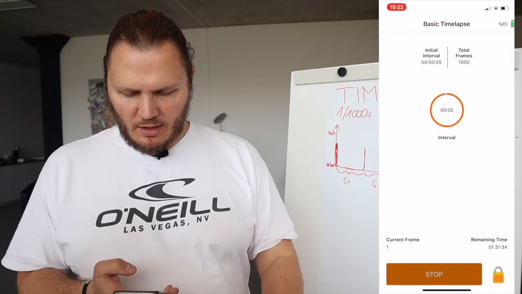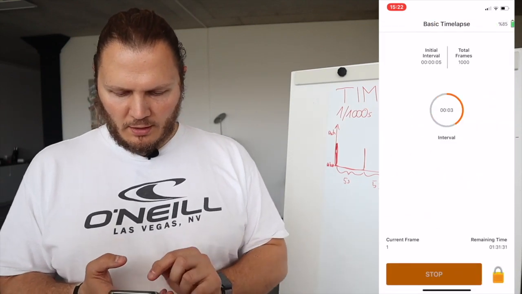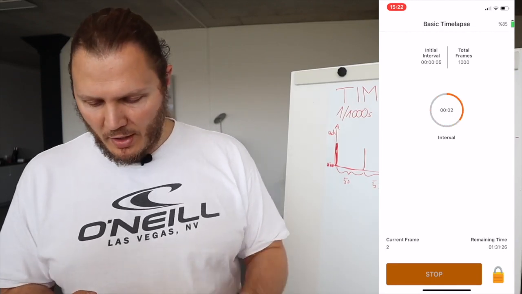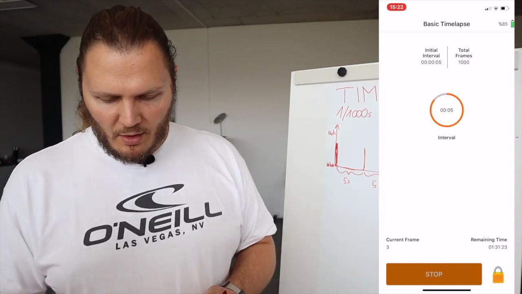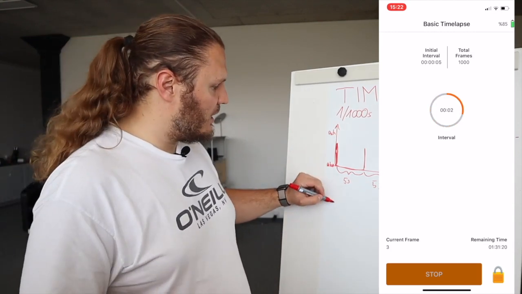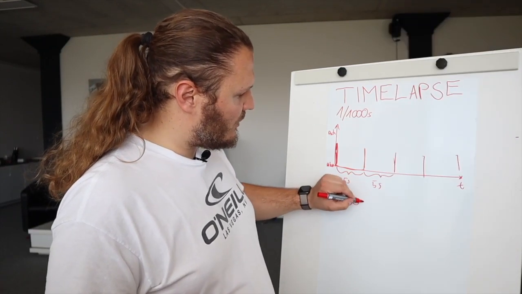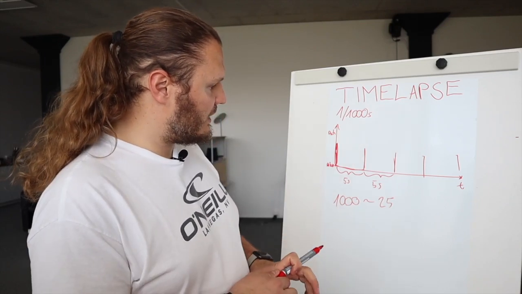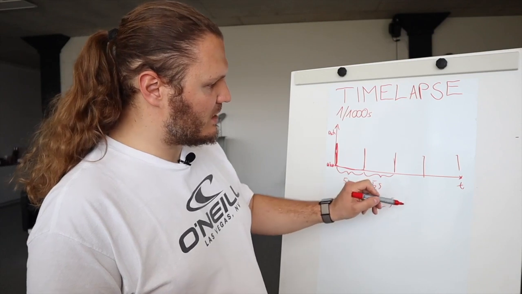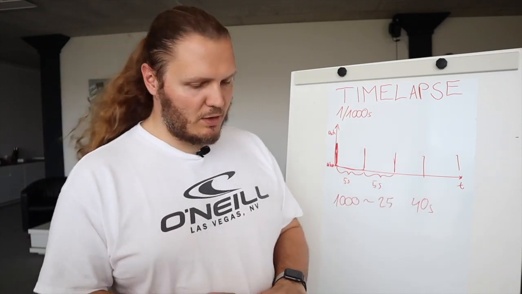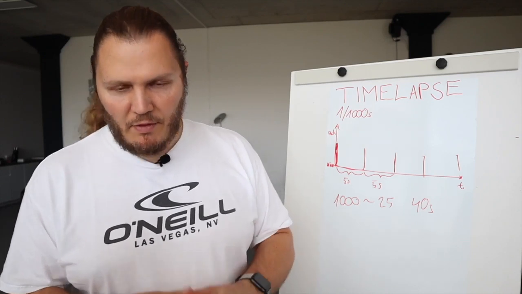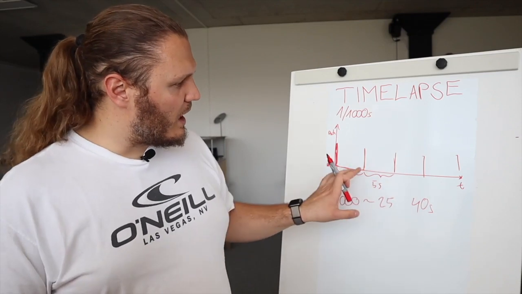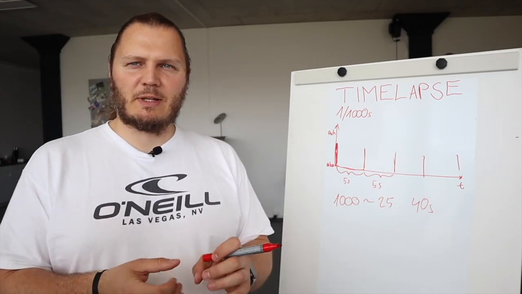You can start, and then you will see current frame is number 1, and it says 5 seconds, and it takes the picture again. On the bottom right, you will see the remaining time is 1.5 hours. If you calculate 1000 frames, making a video with approximately 25 frames per second, you will get about 40 seconds of video. So if you do this for 1.5 hours, one photo every 5 seconds, you will get a video of 40 seconds.